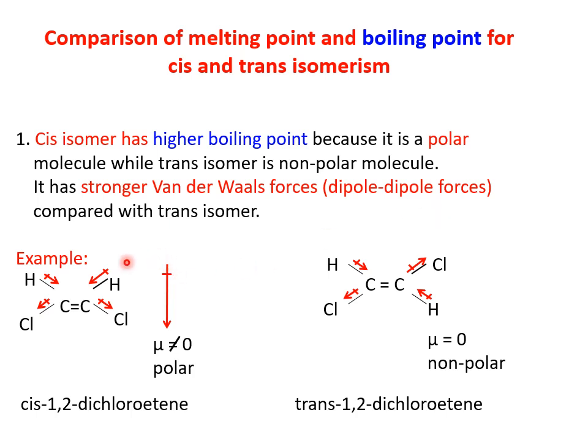Okay, so we check. This is the cis isomer. The dipole moments cannot cancel each other, that's why there is a resultant dipole moment downwards. So mu not equal to 0, polar, cis isomer. But for trans, yes, here cancel off, here and here cancel off. That's why mu equals 0, non-polar. Trans-1,2-dichloroethene.